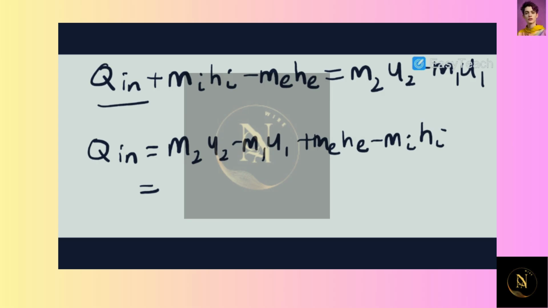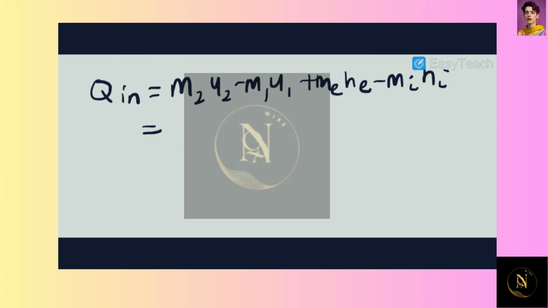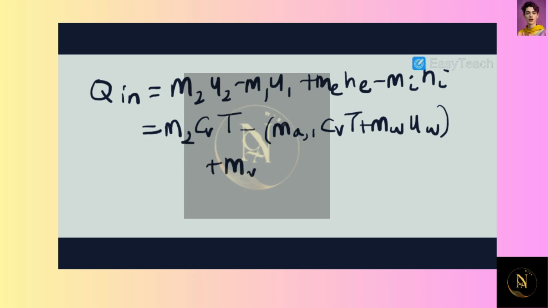Now we can use the definition of Cp and Cv and relate them to internal energy and enthalpy, and go ahead and put the enthalpies and energies in terms of temperatures and our specific heats. So we can say that Qin is again equal to m2 Cv T minus the quantity, the mass of air at 1, Cv T, plus the mass of water, m_w u_w, plus m_w h_w, minus m2 minus m1 Cp T. Now remember, the temperature is held constant throughout this process, so there's no designation between T1 and T2, it is just temperature.